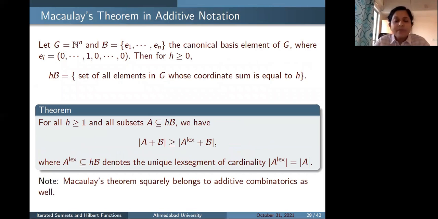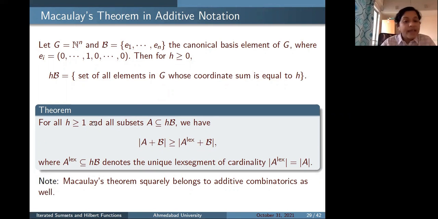Now, let me introduce the Macaulay theorem in additive notation as well. For that, consider the semigroup G as N^n, and I'm taking B to be the canonical basis of G. So what is my e_i? e_i is this, where it is 1 at the ith position. If I consider H B, this is nothing but the set of elements of G whose coordinate sum is equal to h.